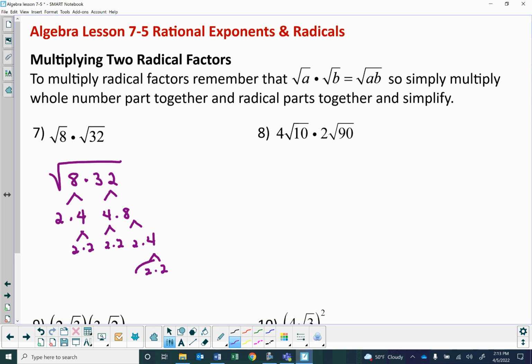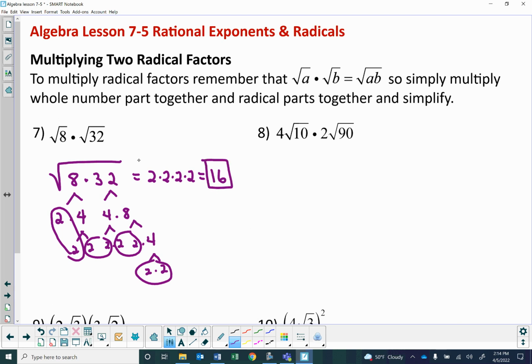So if I pair this up, I've got a pair of 2's here. I got a pair of 2's here. I have a pair of 2's here. And a pair of 2's here. Everything pairs up, so everything comes out and there's nothing left inside. So if I take one of each one of those numbers out, I have a 2 times 2 times 2 times 2, which gives me 2 times 2 is 4, times 2 is 8, times 2 is 16.